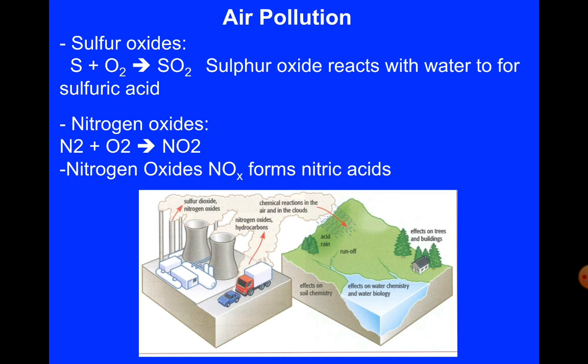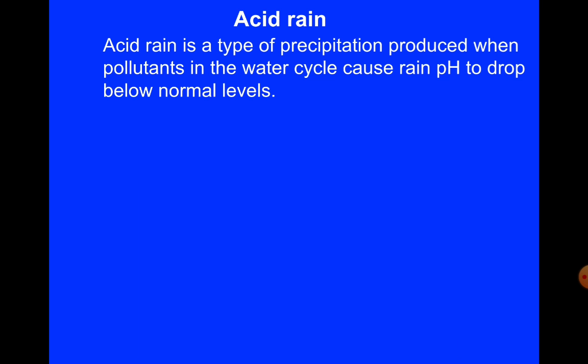Now, how is this acid rain coming? Well, think about the sulfur oxides and the nitrogen oxide. They're going into the air. They're going to combine in the air, which we discussed already in the water cycle. They come into the rains, and they fall down as precipitation. What will happen if we have acid? Then the pH is going to drop.